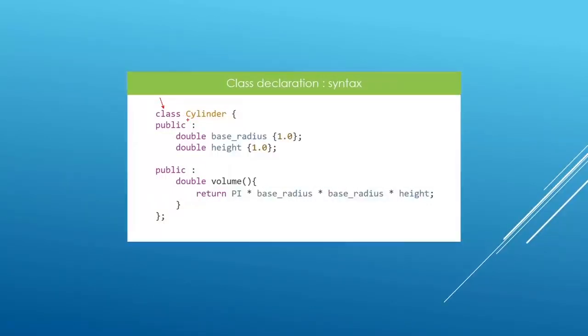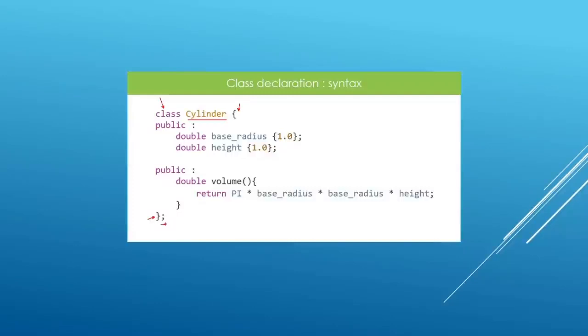You say the name of your class, in this case it is Cylinder as you see here, and then we put a pair of curly braces in place. The start is on top here and the end is down here, and after your class definition you're going to put a semicolon.